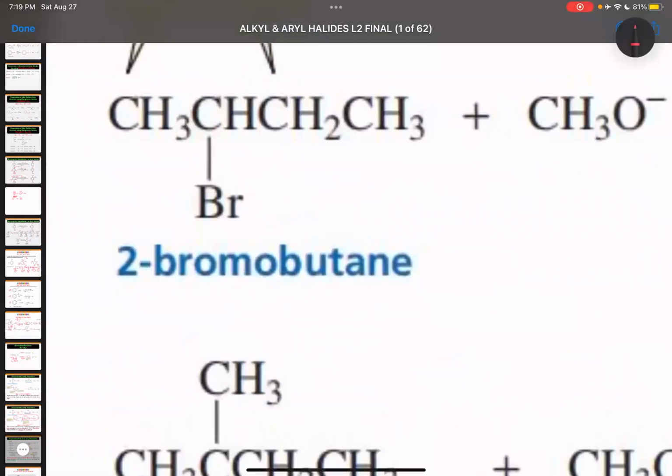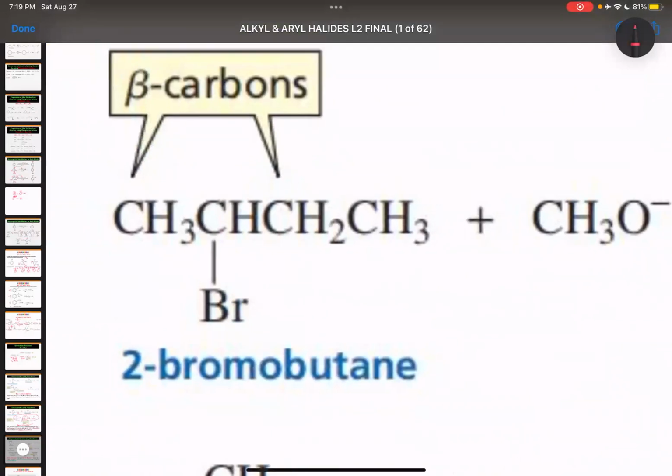So let's discuss this. 2-bromobutane. The bromine is connected in the middle, and you have options to remove H from the right hand side and left hand side. The two sides you can remove the H. Clear? So if you remove H from the right hand side, the double bond will come in the middle.